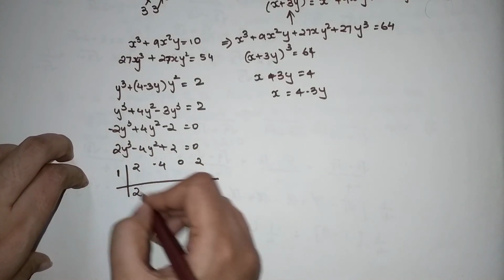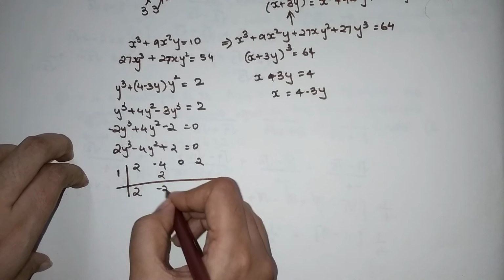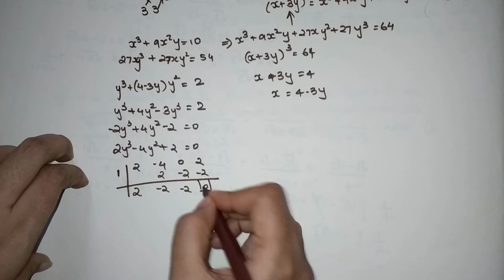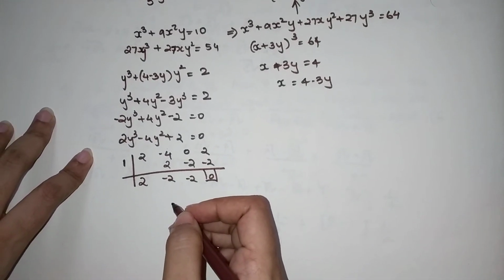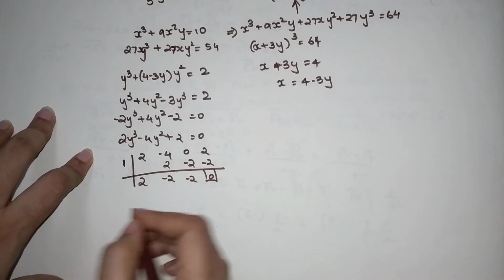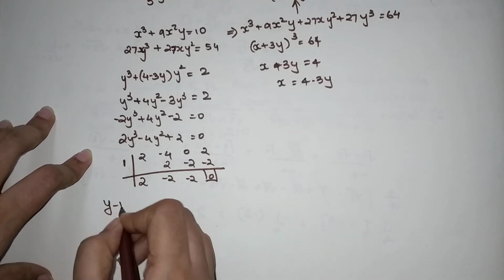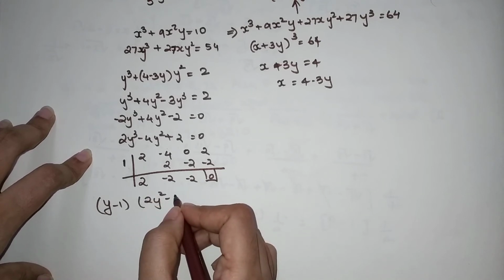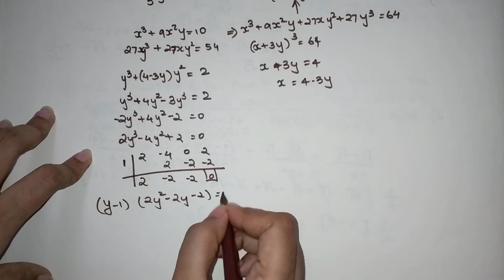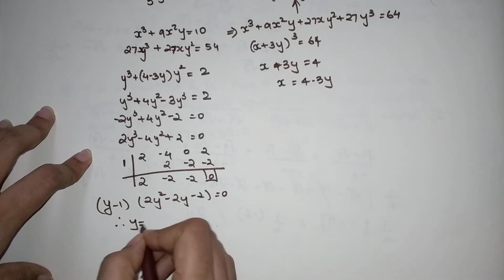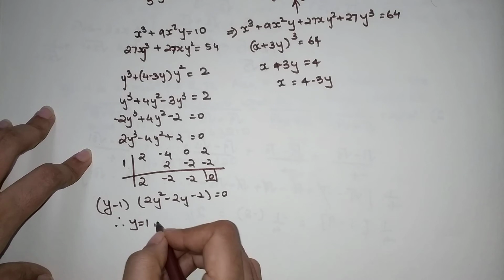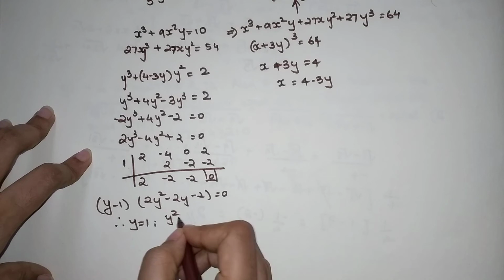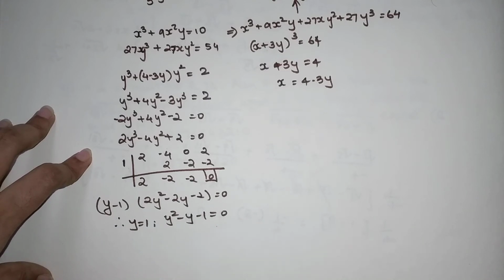So we take the 2 down, and then 2 into 1 is 2. So you get minus 2, then minus 2, you get minus 2, minus 2, you get 0. So here you get 2y square minus 2y minus 2 equal to 0. So we know y is equal to 1, and for this we will have to solve. So let's divide this entire equation by 2. So we'll say y square minus y minus 1 is equal to 0.